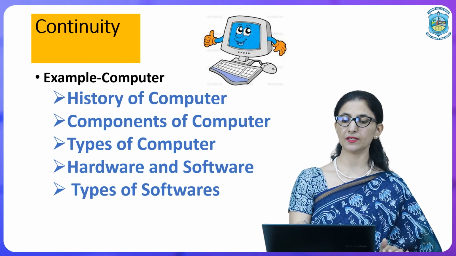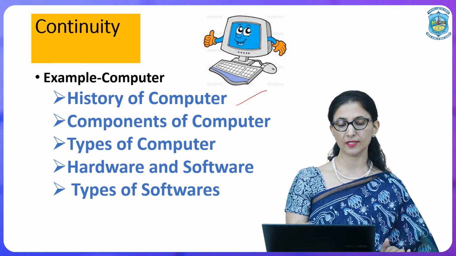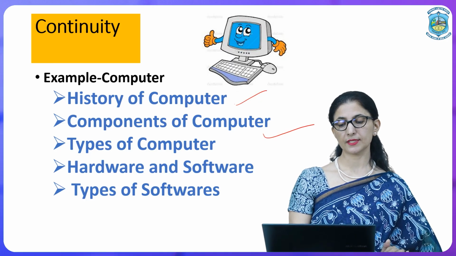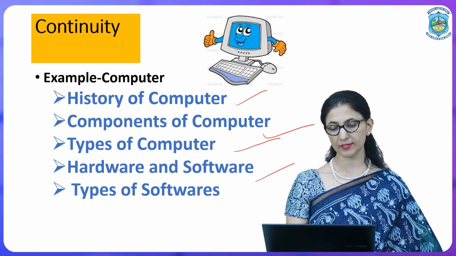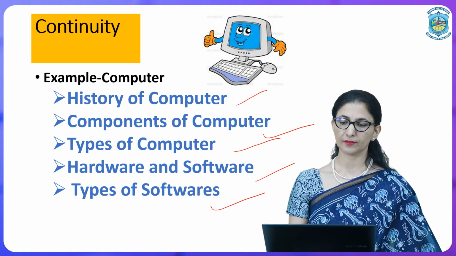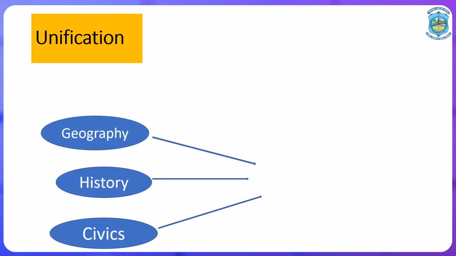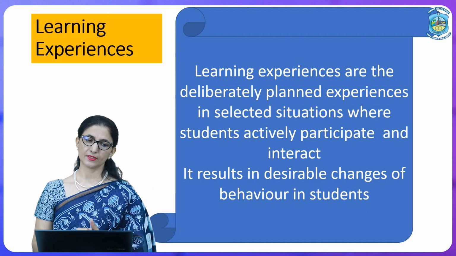Like first, in the subject of computer, the history of computers will be taught, along with components of computers and types of computers. Hardware and software knowledge will be given to the students, and then types of software can be taught. Unification: subjects having some similarities can be unified under one category, like geography, history and civics can be unified under the category of social sciences. That is unification.